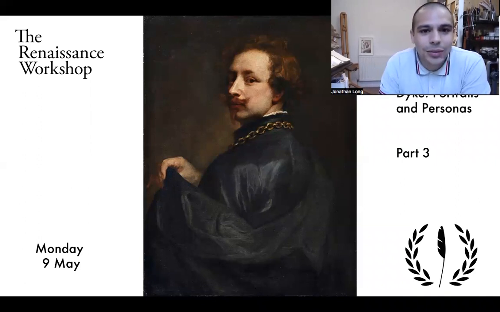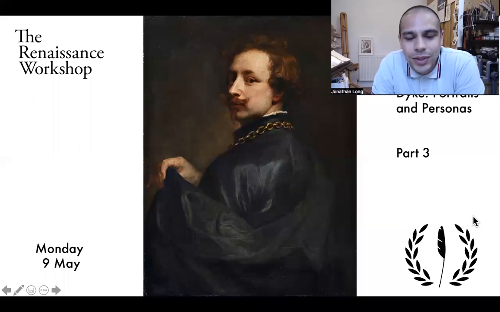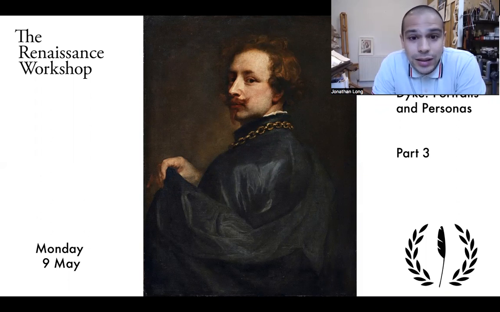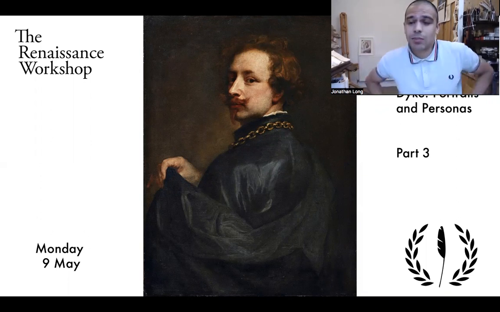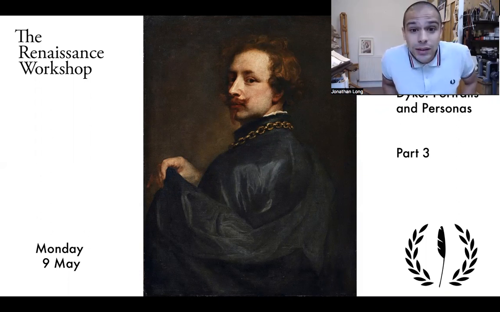So, everyone, welcome. It's Monday night, and Monday night means drawing from history. I'm delighted to welcome you all back for part three in our series on Sir Anthony van Dyke, one of the greatest painters, not just of the 17th century and the first half of the 17th century more specifically, but also I think one of the greatest painters in the whole history of Western art, for reasons that we have been discussing over the last couple of weeks.